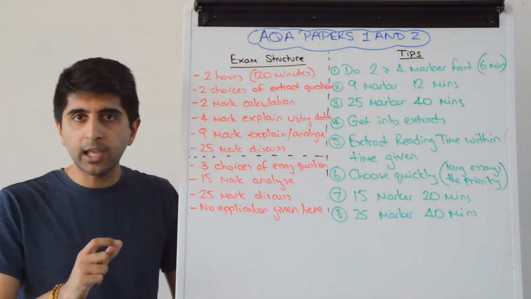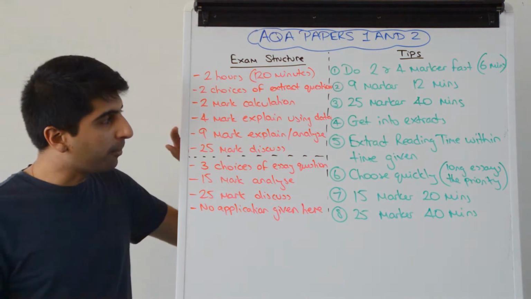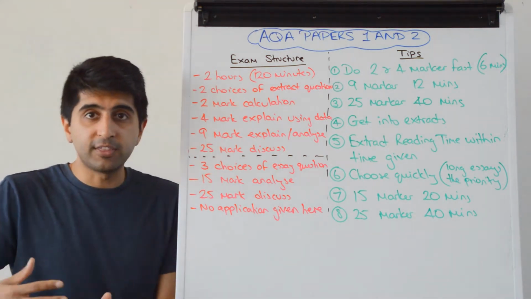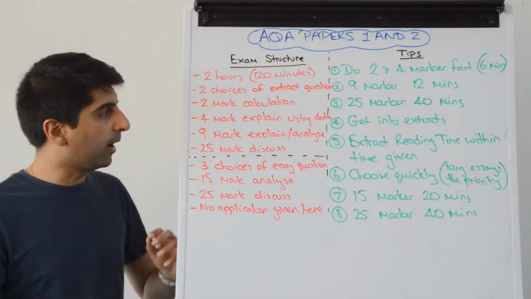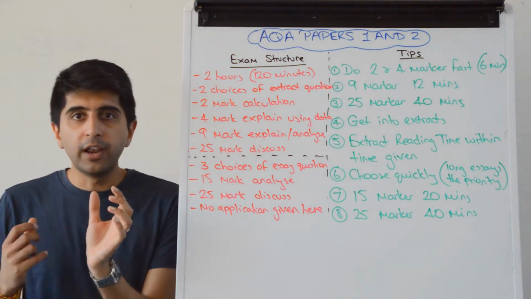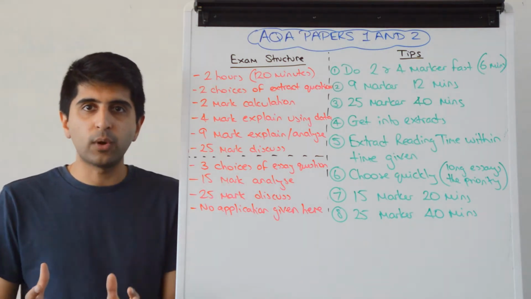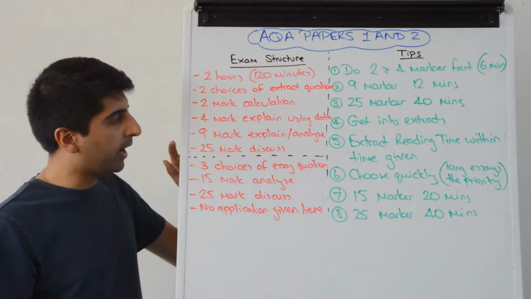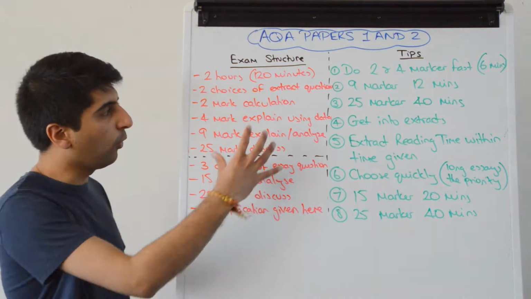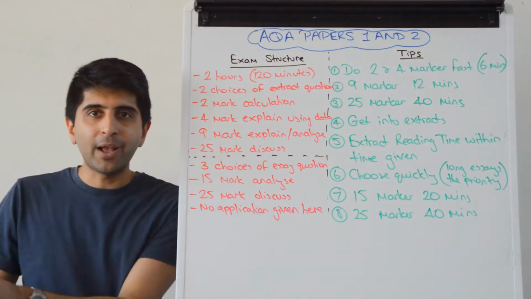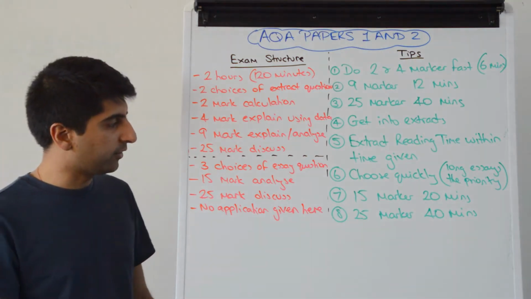You'll have a 2-mark calculation question to do, then a 4-mark explain some economic theory using the data in the extracts, so that will be after the 2-marker guaranteed. You'll have your 9-mark explain or analyze question, that will be there after the 4-marker, and then you'll have a big 25-marker as well, a discuss question. All of these questions will be based around the extract data in the question.